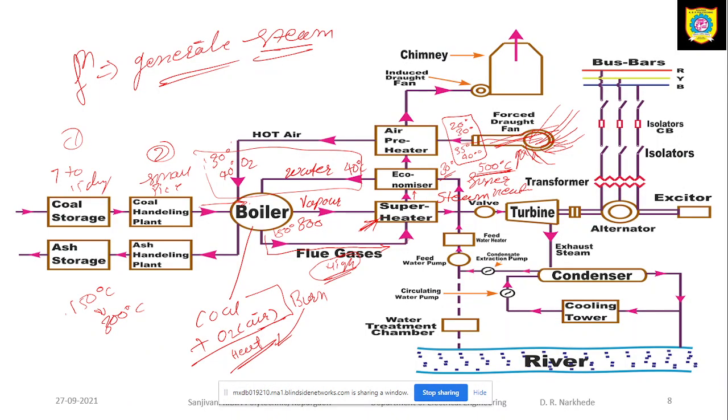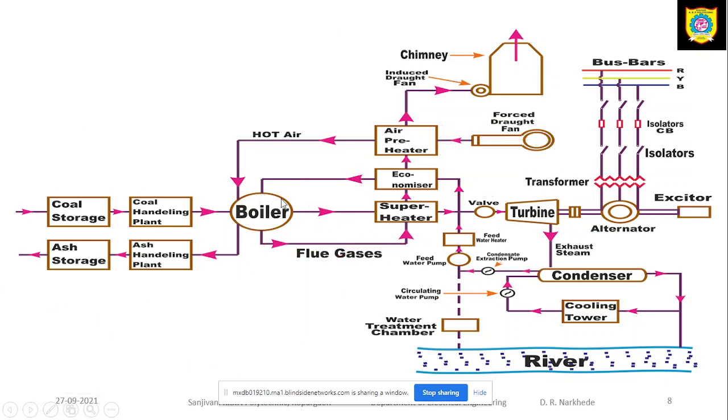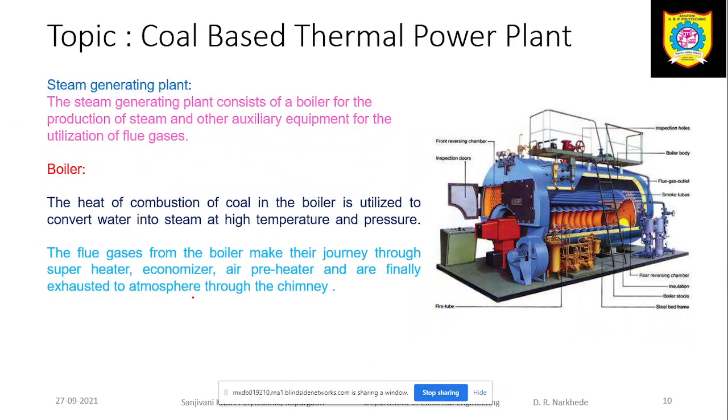Now once my steam is generated, what is the next thing that is going to take place over here? Once the steam is generated, I will get the steam at a temperature of nearly 500 degrees centigrade. This steam is going to be given to the turbine. So this is my turbine. I will just show you one turbine, how it looks.